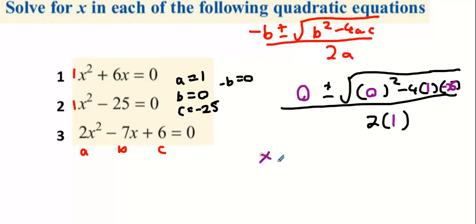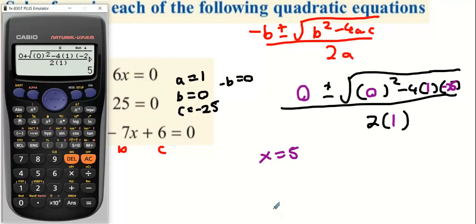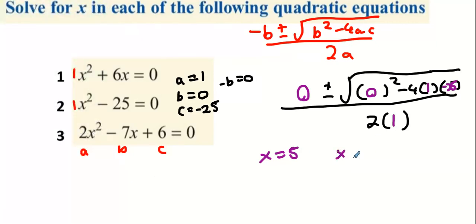So you get x equals 5 as your first answer, then go back in again and change it from a plus to a minus, and you get minus 5 as your second answer. So these are the answers for question 2.